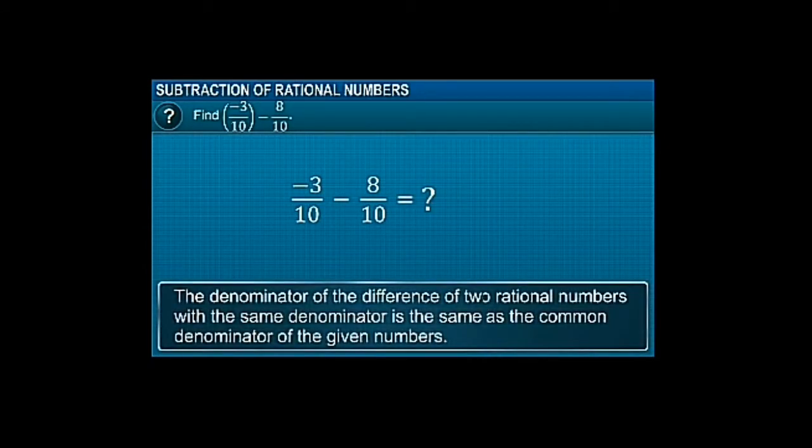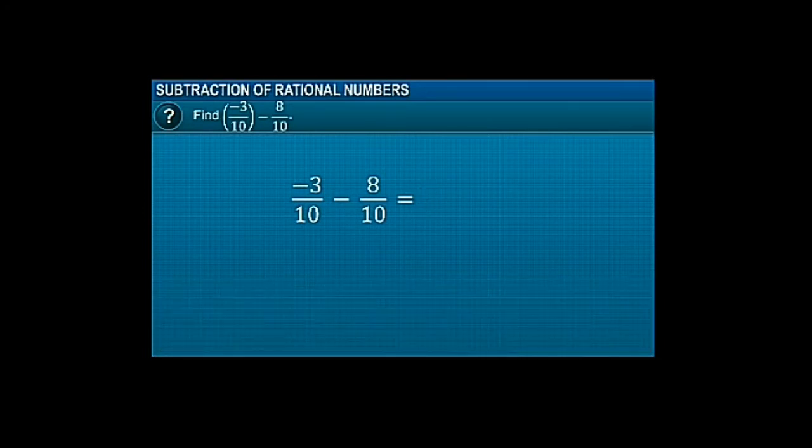The denominator of the difference of two rational numbers with the same denominator is the same as the common denominator of the given rational numbers. So in both we can find that 10 is the common denominator. So in the difference also 10 only will be the denominator.